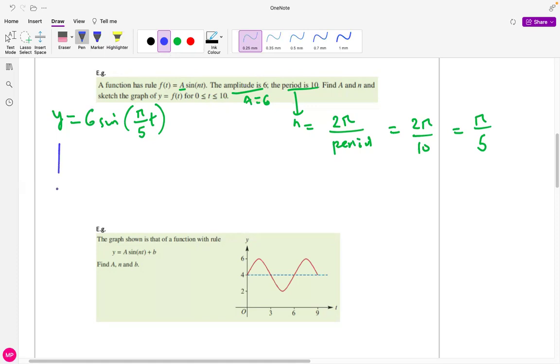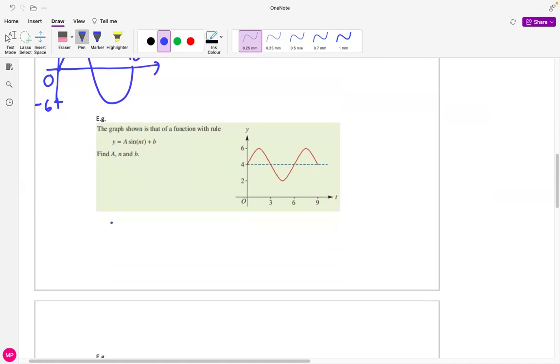Here we have the amplitude is 6, so the range goes from -6 to 6, and our period is 10. This is a sine graph. A sine graph starts from the middle at 0 here. And we know that it goes like that, and up to here is 10, which is exactly one period and is our domain as well. Okay.